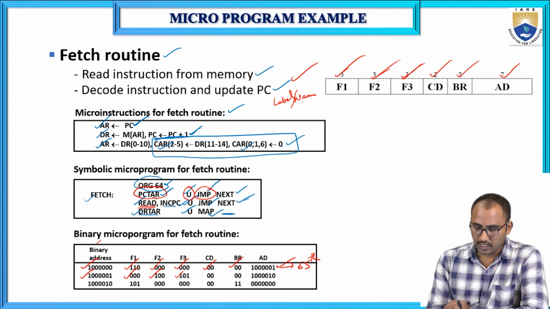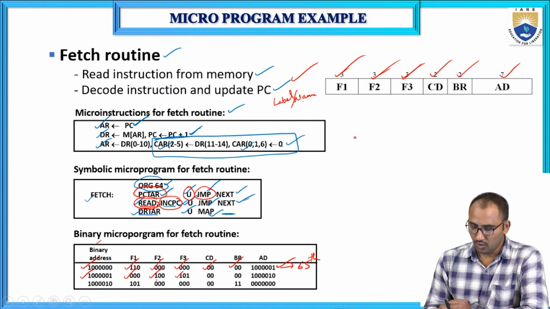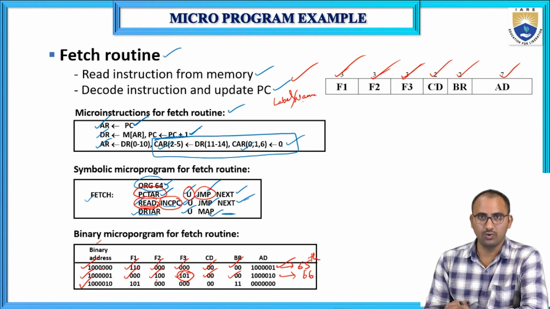See, so read is completed. In the first field, that operation is not there, so it is 0, 0, 0. In the second field, read is there, 1, 0, 0. And next, increment PC. So where is increment PC? This one. The corresponding sequence is 1, 0, 1. So that's why we have represented 1, 0, 1. Next, unconditional 0, 0. Jump 0, 0. The next address after 65, that means 66. The next microinstruction address is 66, so then it will come to location 66.